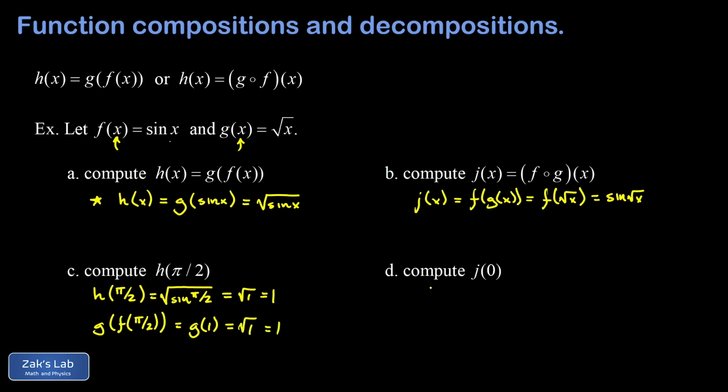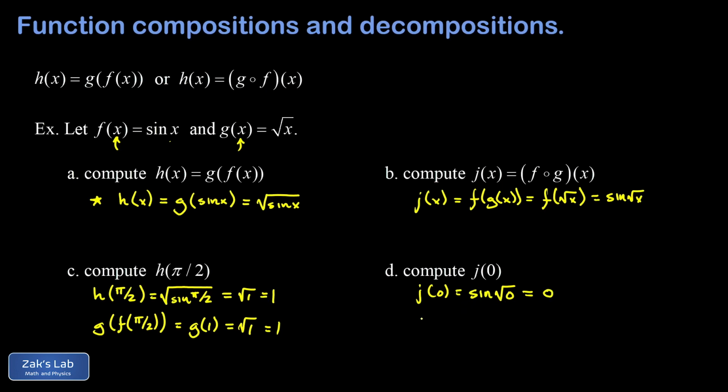In part D, we're asked to get j of 0. And j is this composition taken in the opposite order. That's f of g of x. And again, because we already have a general formula for this, knowing that j of x is the sine of the square root of x, we can just go ahead and use that. And j of 0 is the sine of the square root of 0, which is the sine of 0. And remember, the sine of 0 is 0.